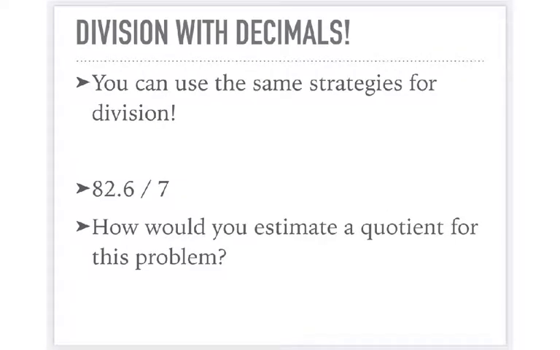Okay, we can do the same strategies for division. So let's look at 82 and 6 tenths divided by 7. How would you estimate a quotient for this problem? Pause me, figure it out, and push play when you're ready. Hopefully you would have said, well, I could do 80 divided by 8, and that's 10. Those are easy numbers for my brain, right?